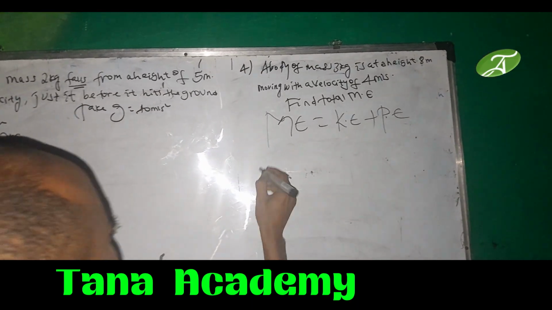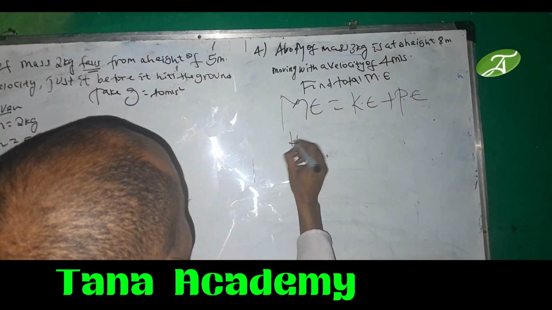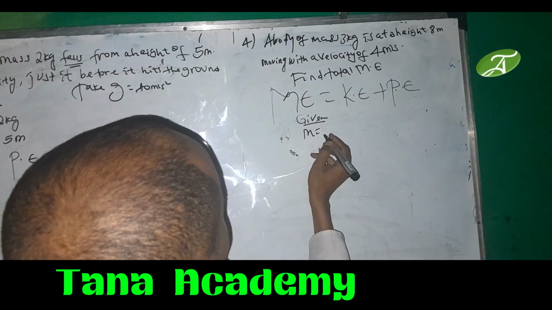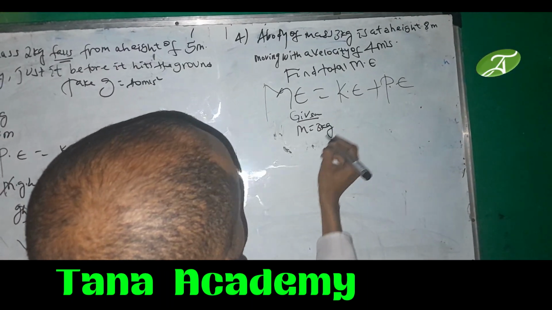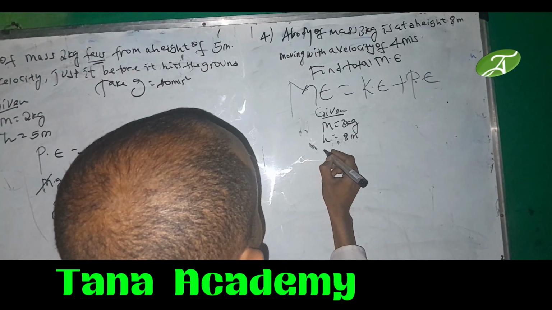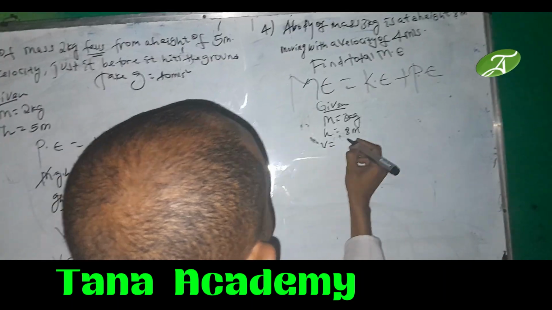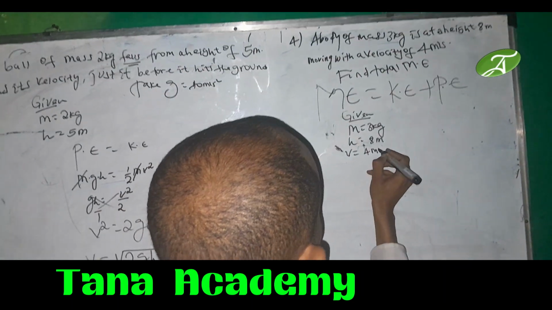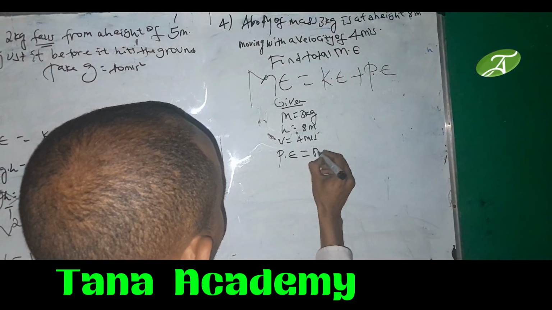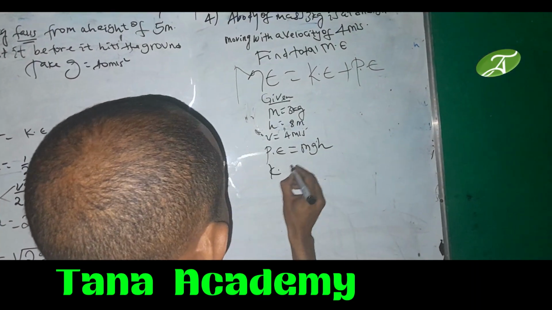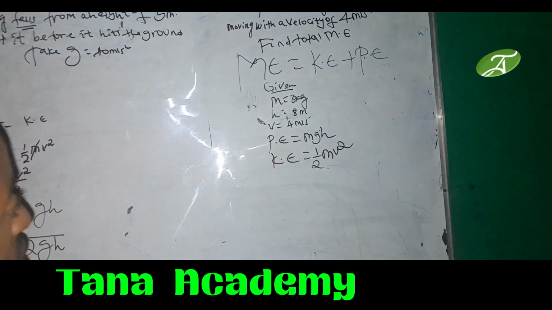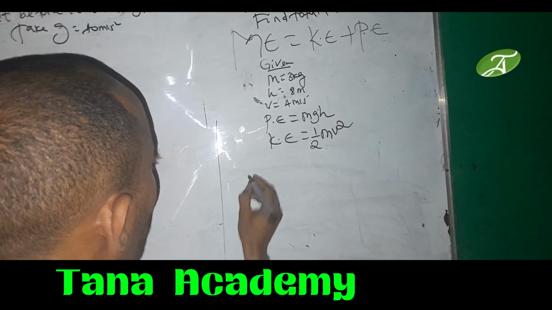Okay, given: mass is equal to 3 kg, h is equal to 8 meter, and speed is equal to 4 meter per second. Potential energy is equal to mass times gravity times height, and kinetic energy is equal to 1/2 mv squared. Therefore, first we have to find potential energy.